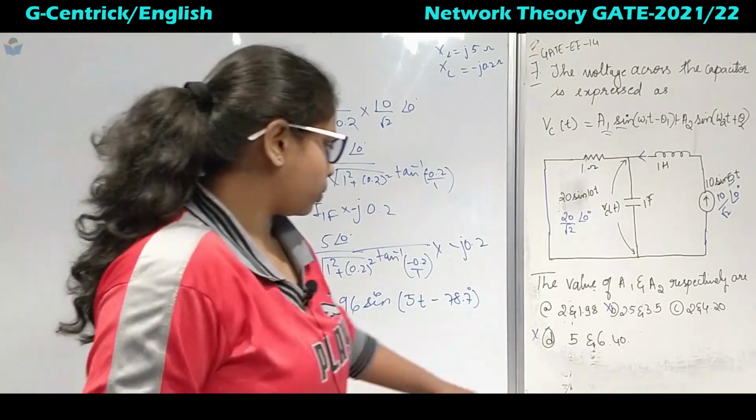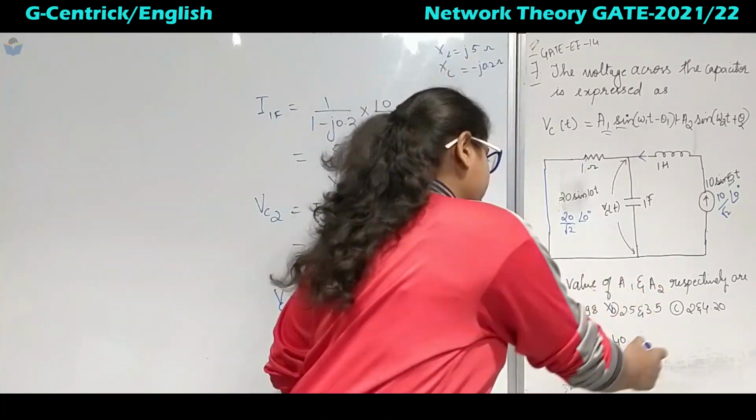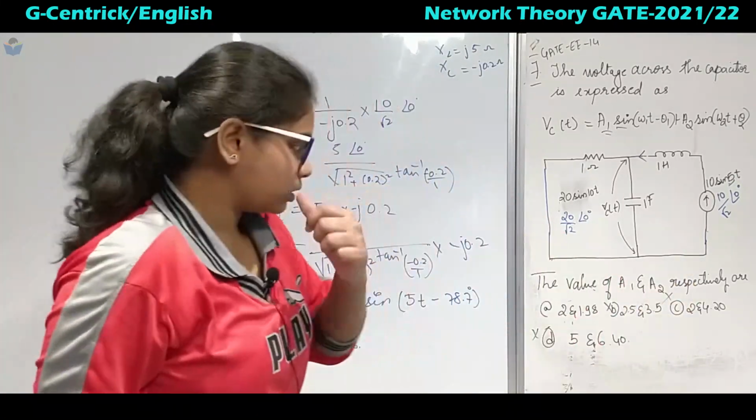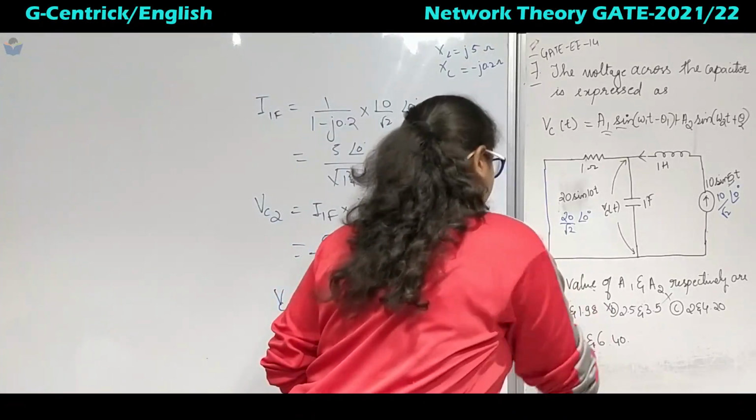So the nearest option is 1.98. Alright, so this option also gets cancelled. 4.20 is very far away, it cannot be approximated. So our answer is A.